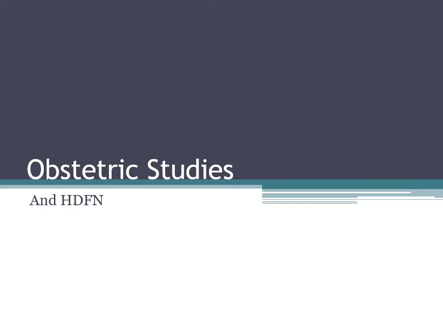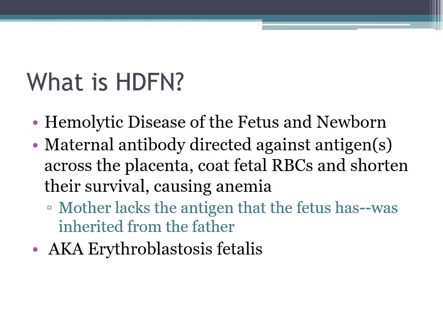So now we're going to look into obstetric studies in a little more detail for HDFN. So what is HDFN? We've mentioned before it's hemolytic disease of the fetus and the newborn. So we have maternal antibody directed against antigens across the placenta. These are going to coat fetal RBCs and shorten their survival, which causes anemia. The mother is going to lack the antigen that the fetus has, therefore being able to create those antibodies.